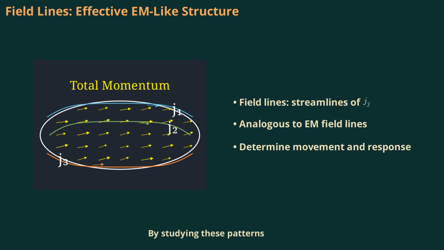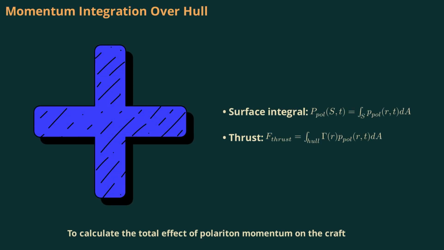By studying these patterns, engineers can optimize propulsion and stability. To calculate the total effect of polariton momentum on the craft, the momentum density is integrated over the hull surface. This integration yields the net force and thrust, which can be further modulated by the spatial distribution of the polariton fields. Such calculations are vital for designing efficient propulsion systems.